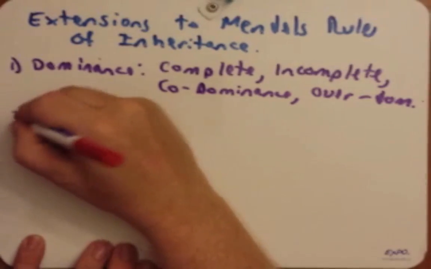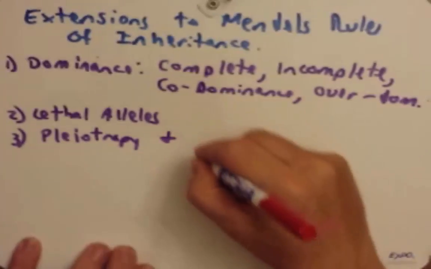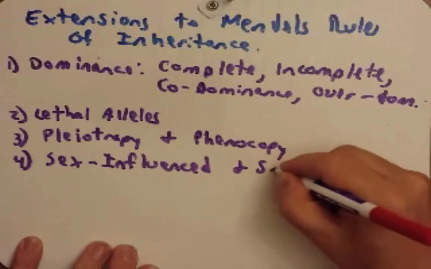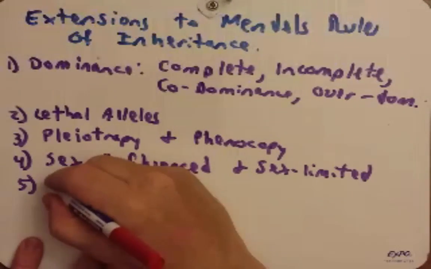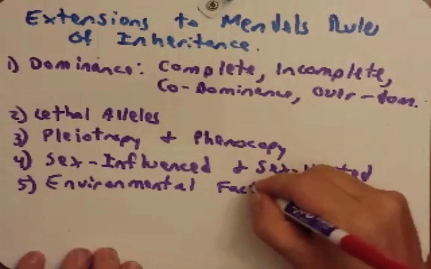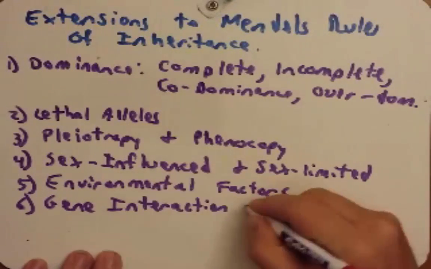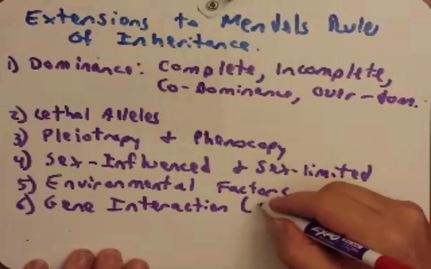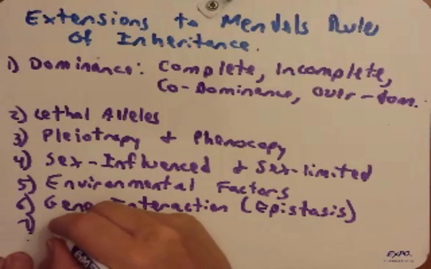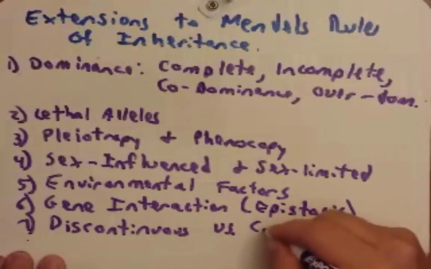We're going to talk about lethal alleles, talk about two terms, pleiotropy and phenocopy. We'll talk about sex-influenced and sex-limited traits. We're going to want to talk about how environmental factors affect the trait. We're going to talk about this general concept called gene interaction. And in this category, we're mainly going to talk about this unique thing called epistasis. And then we want to talk about the difference between a discontinuous trait versus a continuous trait.